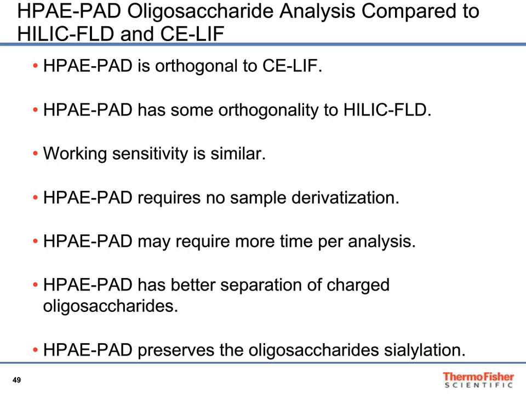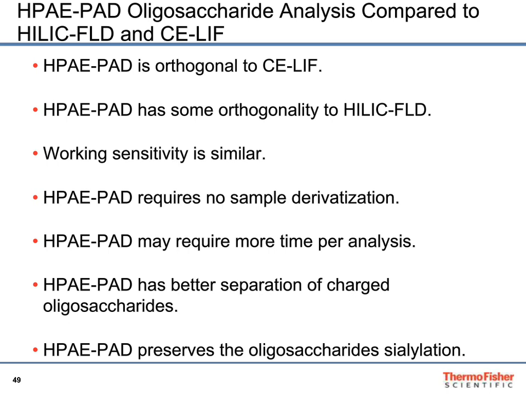What I've said here is that HPAE-PAD is very orthogonal to CE. Basically, what elutes early by CE elutes late by HPAE-PAD. So as Elizabeth Higgins has said in her review, for oligosaccharide analysis from glycoproteins, you really need 2 techniques, whatever those 2 are. So HPAE-PAD and CE could obviously be those 2 techniques. HPAE-PAD does have some orthogonality to the HILIC method. Mostly it's due to that fucose difference I showed you, where the fucose causes the oligosaccharide to elute earlier in HPAE-PAD. I say the working sensitivity is similar.